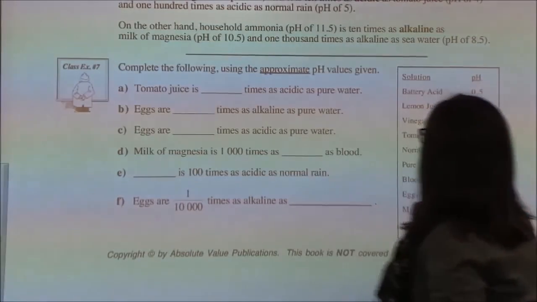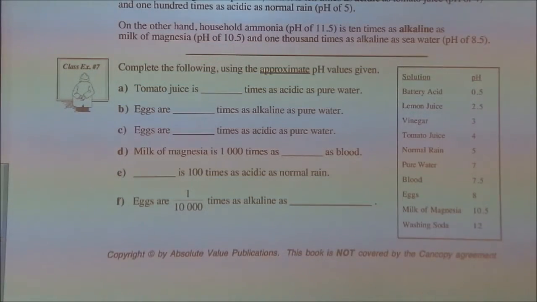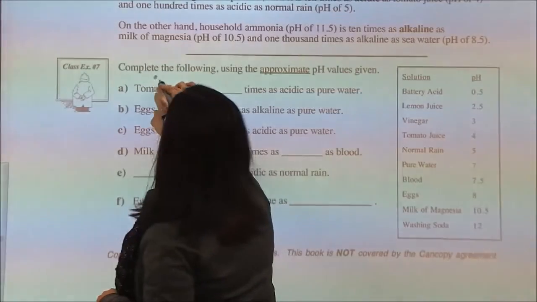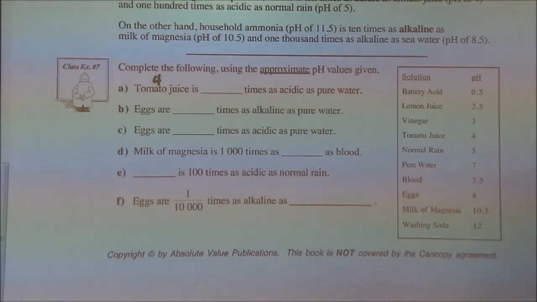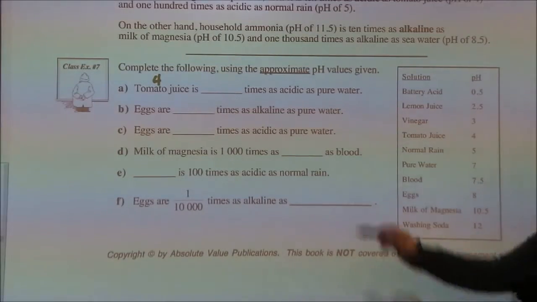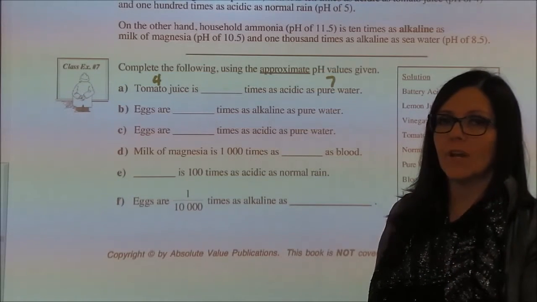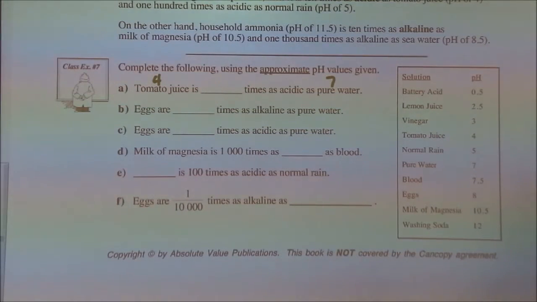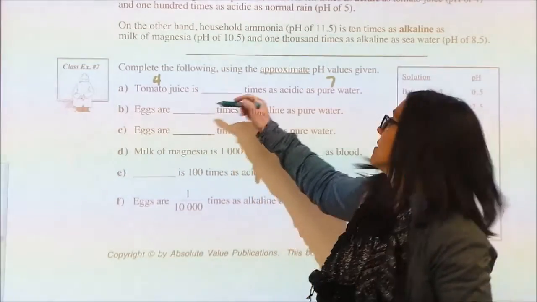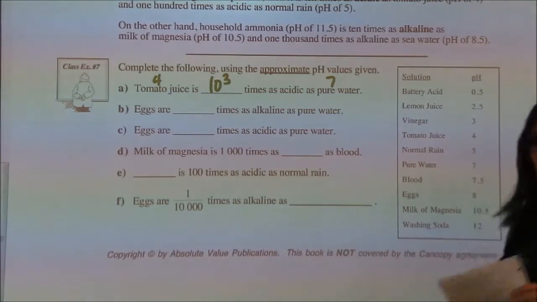If we use the chart on the side here with all of the solutions, we're going to identify the pHs and fill in the statements. So tomato juice, which has a pH of 4, is blank times as acidic as pure water. Pure water has a pH of 7. So how many levels is that? 3 levels. Does this become 10 to the positive 3 or to the negative 3? Positive 3, because the tomato juice is more acidic. So this becomes 10 to the positive 3, or 1,000.